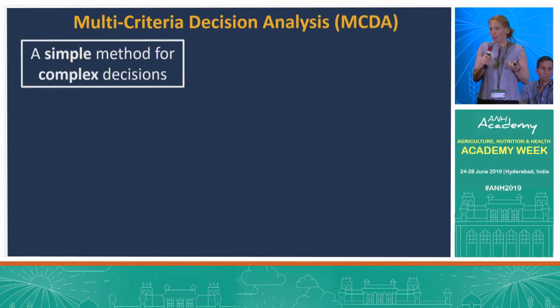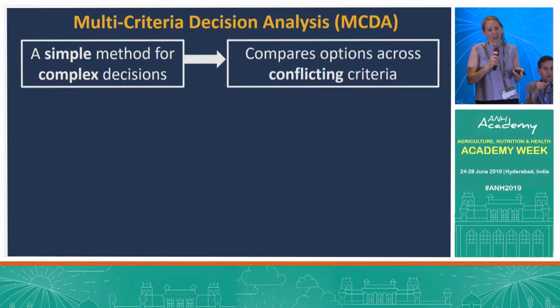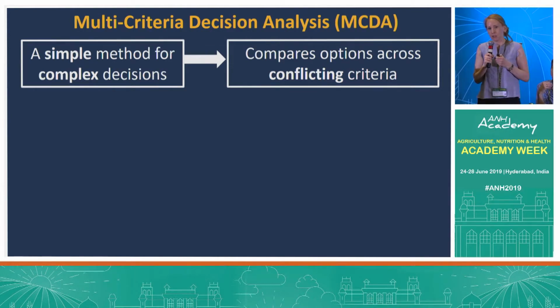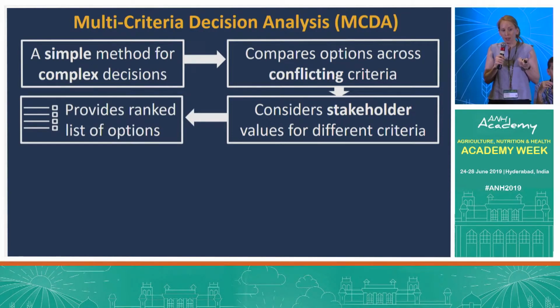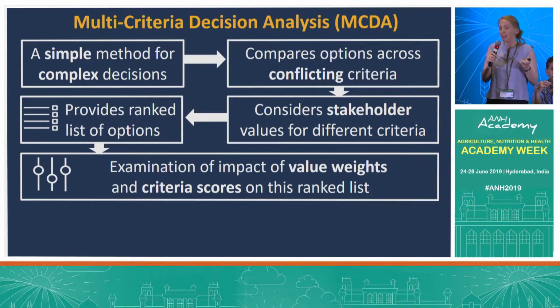It is a simple method for complex decisions, and I think we've probably got enough evidence now to say this is a complex decision that needs a simple method. It compares options across conflicting criteria. So when I'm talking about options here, it's different combinations of foods to promote for production or consumption. It really takes into account how stakeholders might value those different criteria, and it provides a ranked list of options. That's not all it does, however. It then lets people look at how those weights or other inputs would change that list of options.